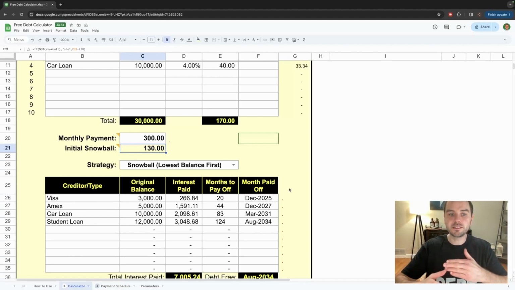And you gain momentum. So you pay off one, all that money that you're paying on the first one goes to the next one, and then boom, you're paying down that one. And then all of that money continues to go to the third one, right? And you see how this is building and building and building.